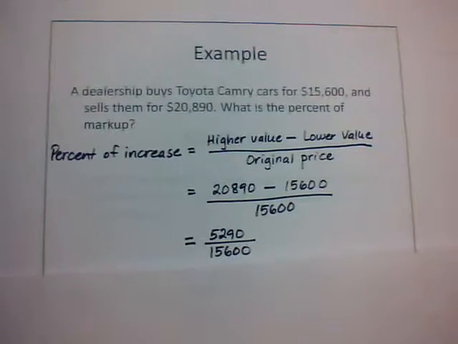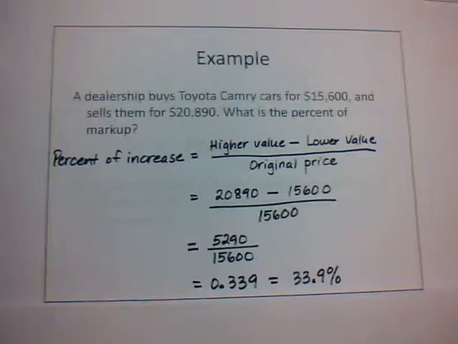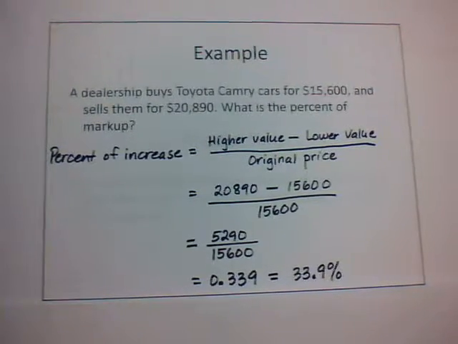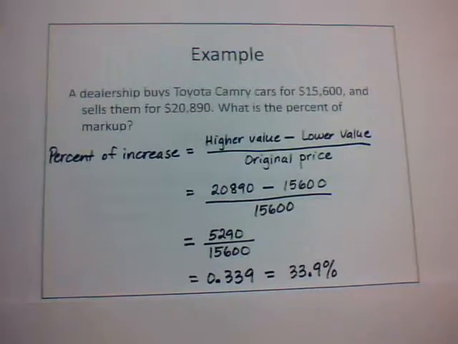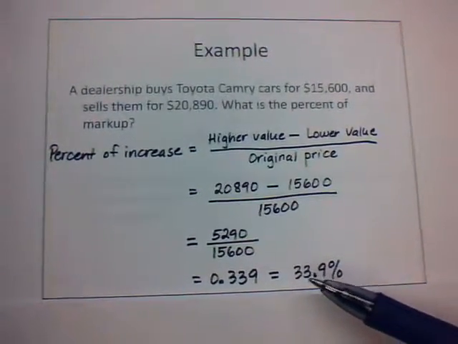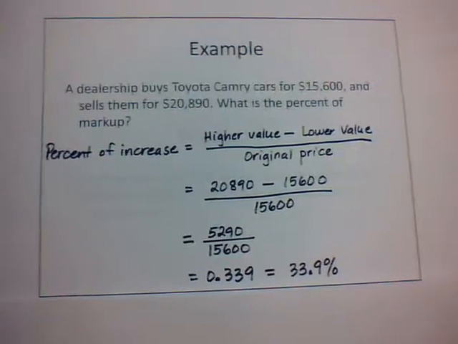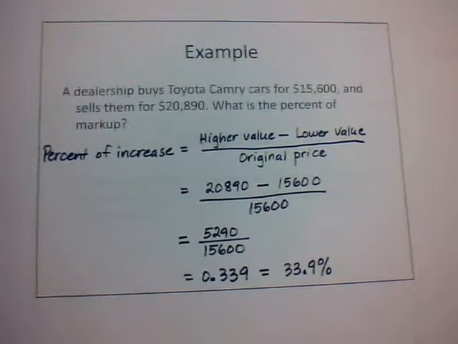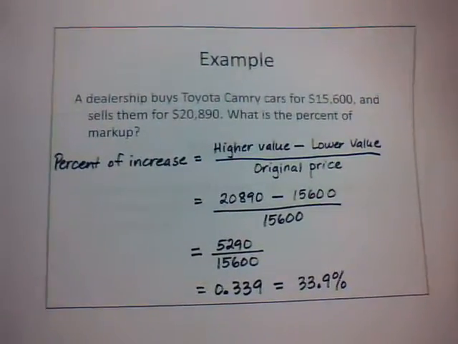$5,290. Divide that by the original price of $15,600, you'll get, to 3 decimal places, 0.339. Now, we change 0.339 to a percent, which will be 33.9%. So the percent of markup will be 33.9%.